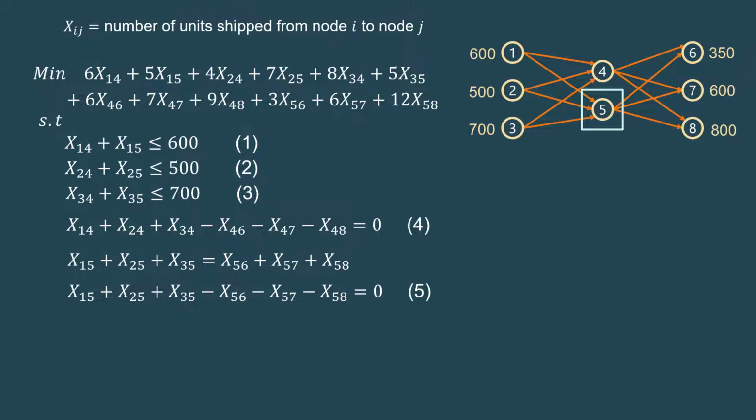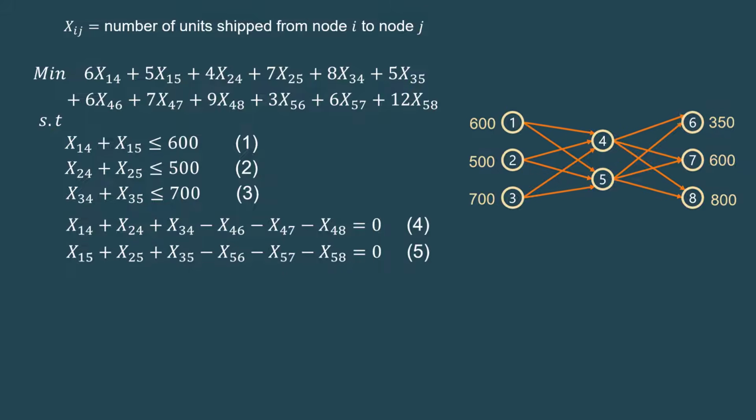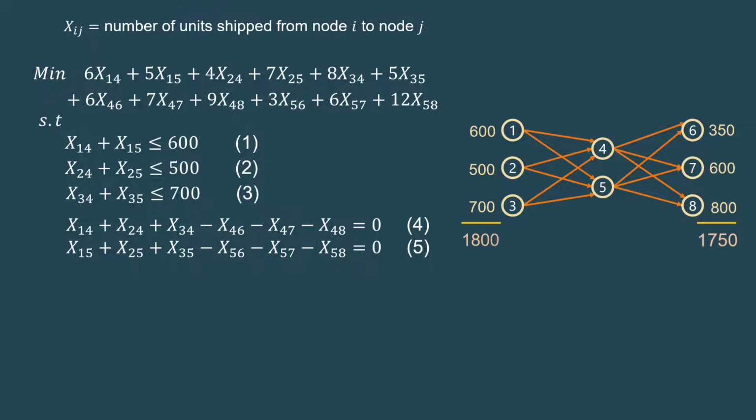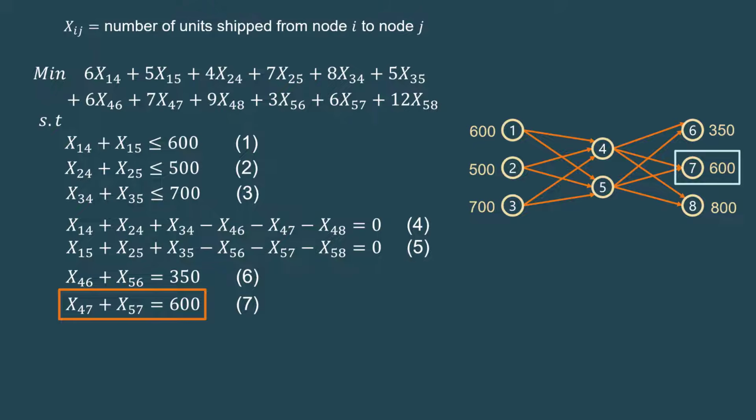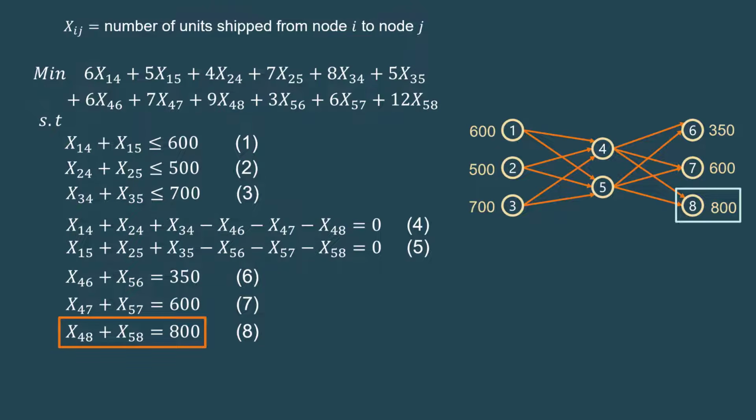Next, for the destinations, that is the distribution centers, we have demand amounts which can be fully met because total demand is less than total supply. Therefore, the destination constraints will all be equality constraints. Thus, for node 6, we have x46 plus x56 equals 350. For node 7, x47 plus x57 equals 600, and x48 plus x58 equals 800 for node 8. Since we cannot ship a negative number of units, we add the non-negativity constraints xij greater than or equal to 0 for all i and j. The LP formulation for the problem is now complete.